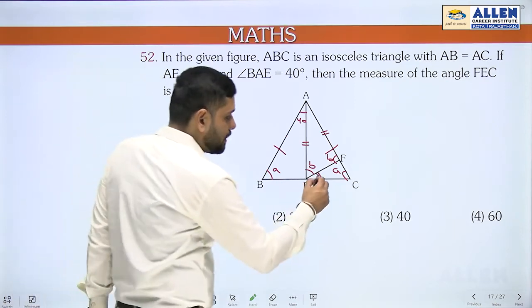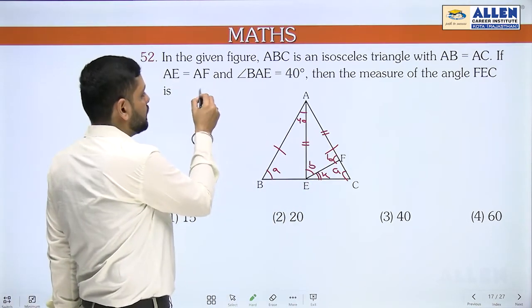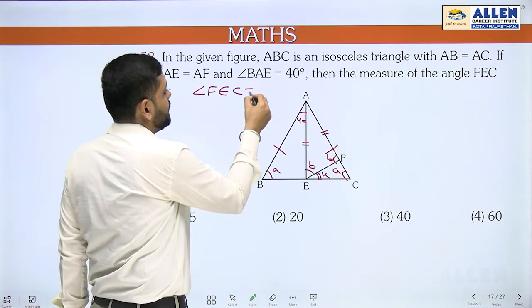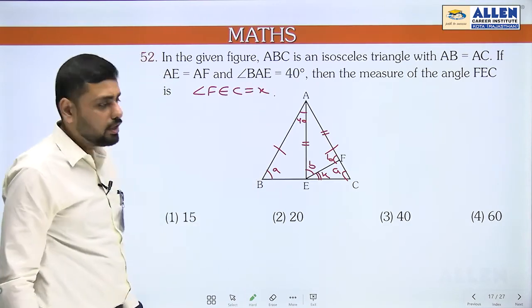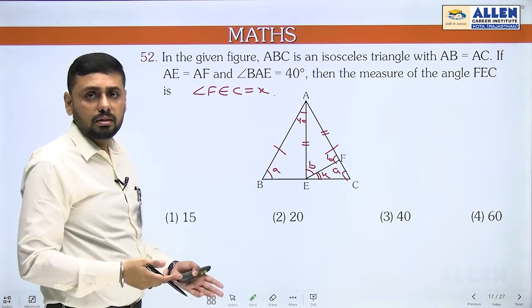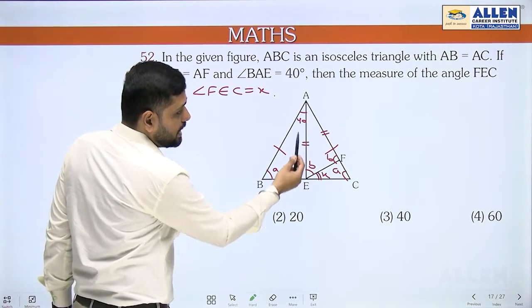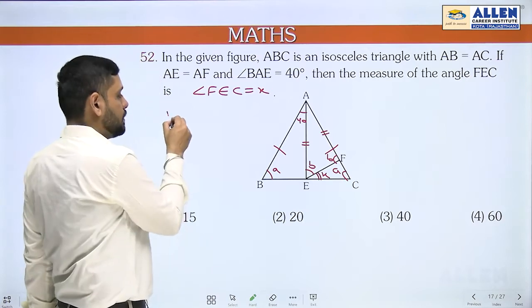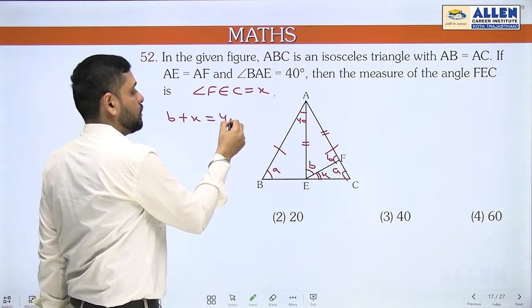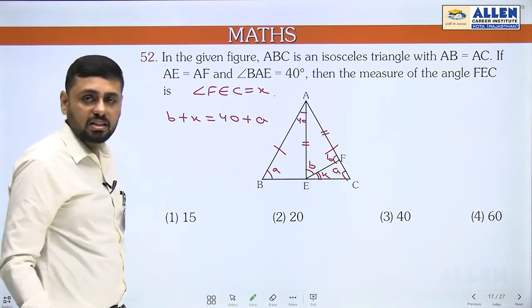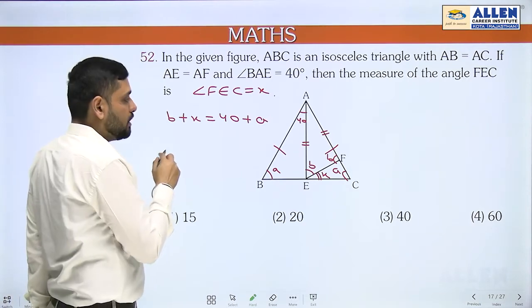So let's take this angle FEC as X. So we need to find the value of X. Now we can use some concepts here, that is the exterior angle property, that is B plus X will be equal to 40 plus A. B plus X will be equal to 40 plus A, that is the exterior angle property. So from here what we will get?